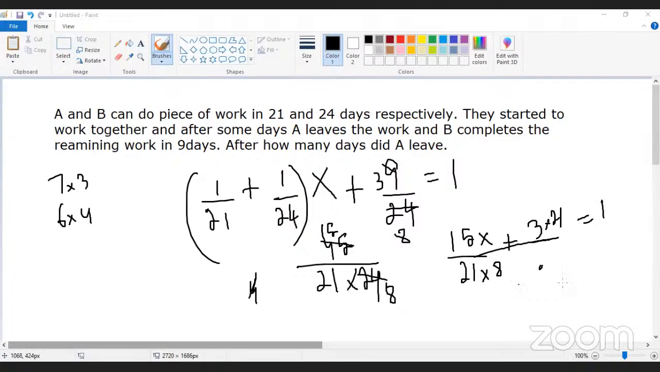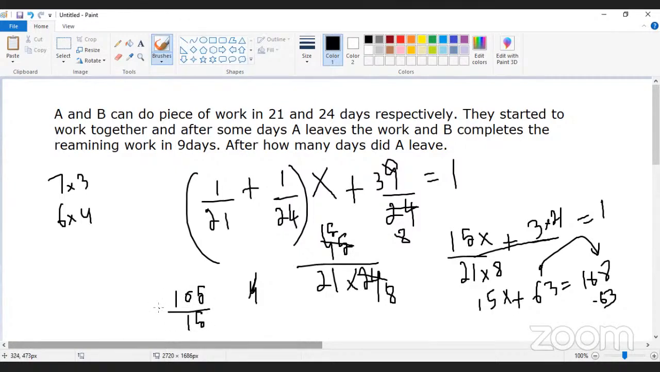So this would be x, 8 into 2, 16, that is equal to 3 into 2, 6, plus 15x. This goes to the other side, minus 63. So we have 5, 0, 1, divided by 15, that's equal to x. So how many days did they work at the beginning? That means after how many days did he leave? So that would be 7. Okay, this is one way.